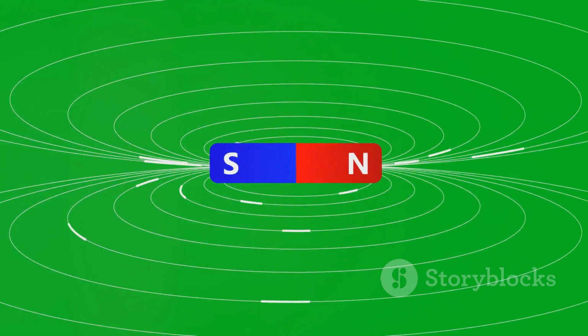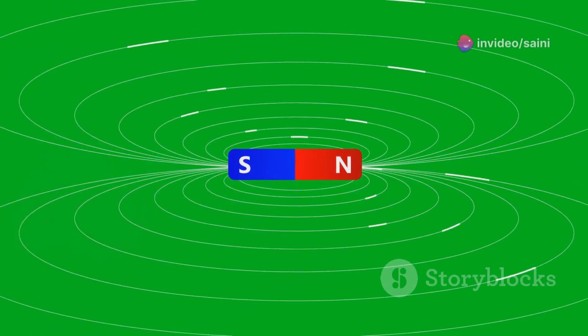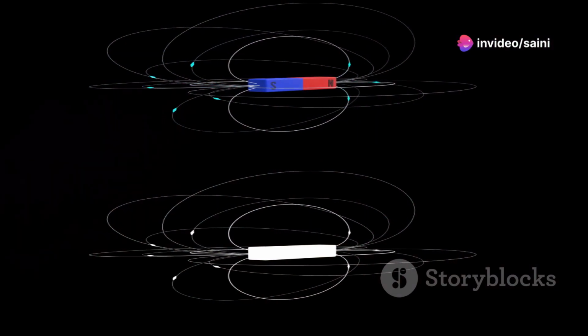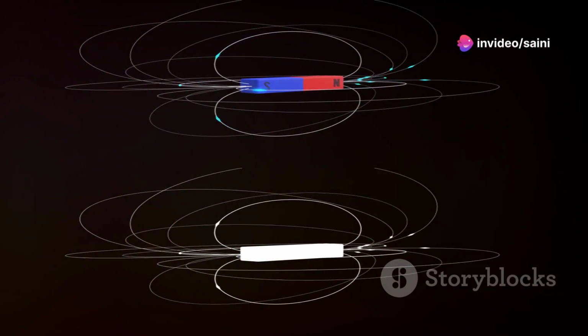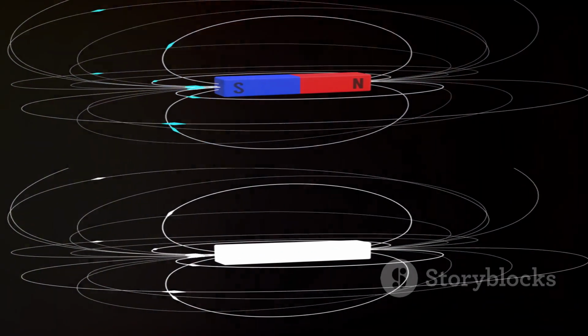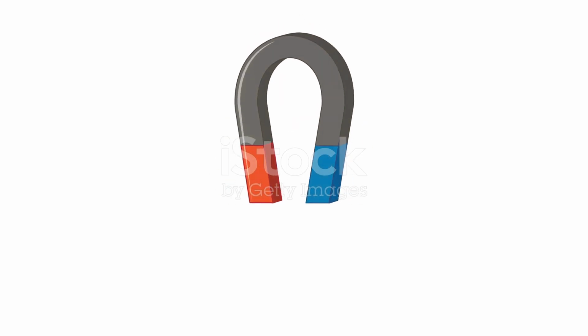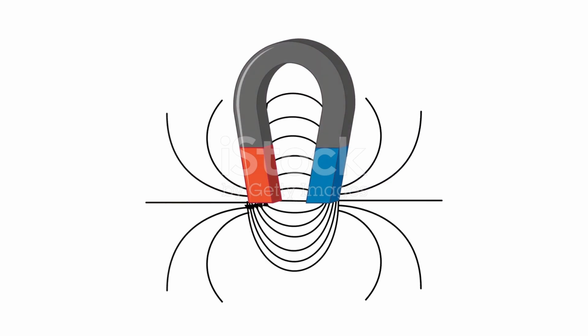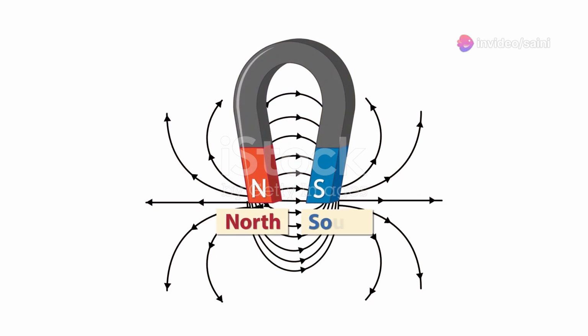Now let's move on to magnetostatics. A magnetic field is a vector field that surrounds magnetic materials and moving charges. Unlike electric fields, which originate from charges, magnetic fields are produced by moving charges or intrinsic magnetic moments of elementary particles. Magnetic fields play a crucial role in many natural phenomena and technological applications, such as electric motors, generators, and magnetic storage devices.